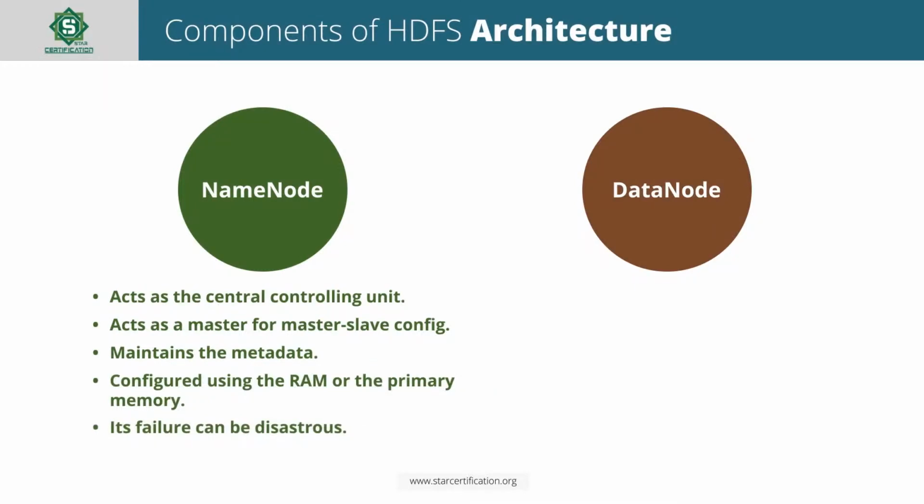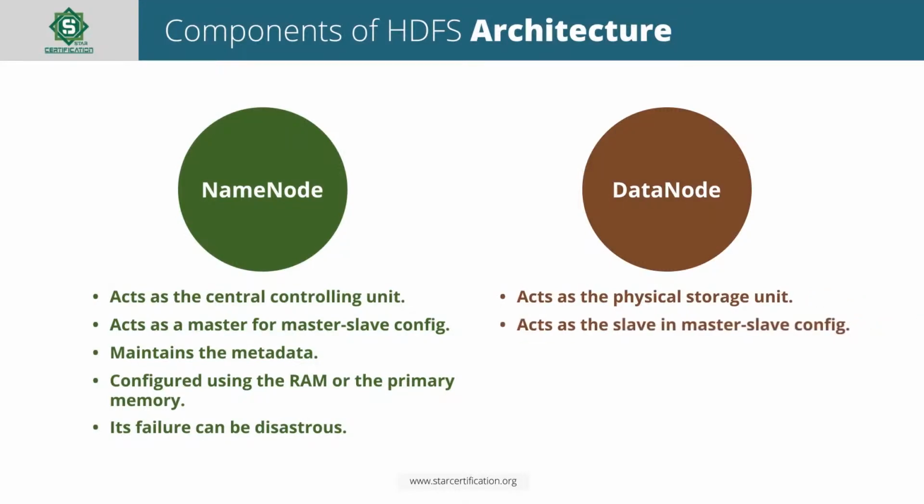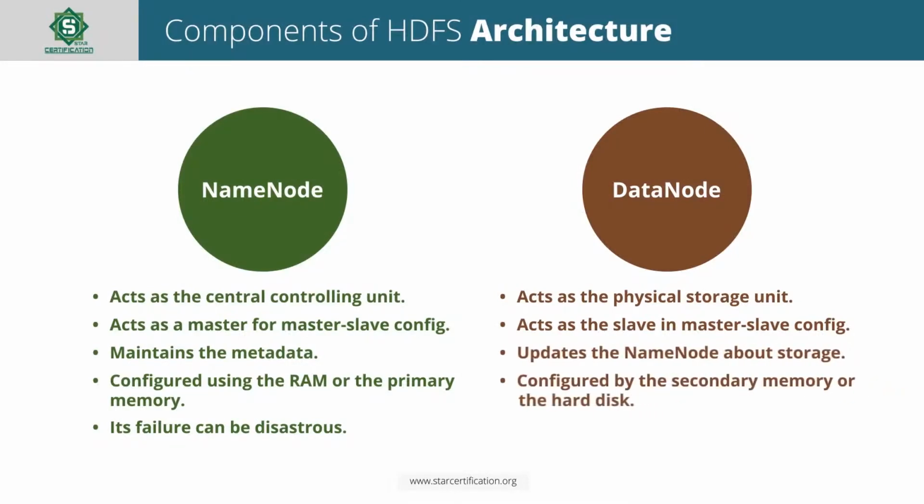Data node acts as the physical storage unit, acts as the slave in master-slave configuration, updates the name node about storage, configured by the secondary memory or the hard disk. Its failure does not affect other nodes.